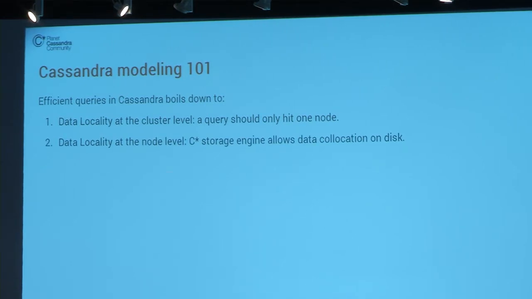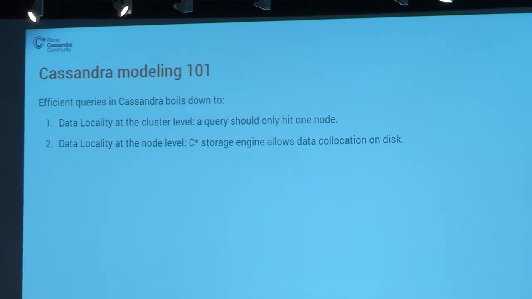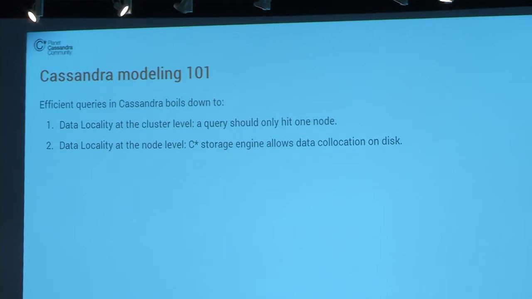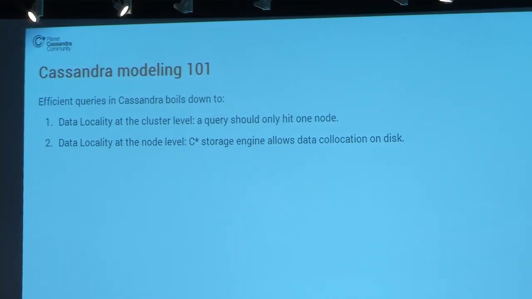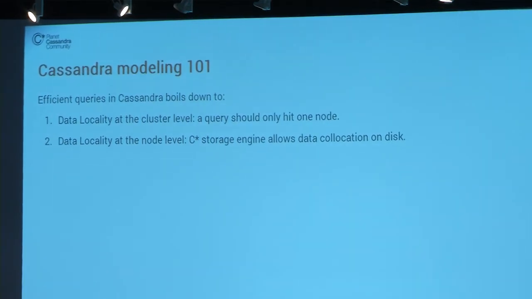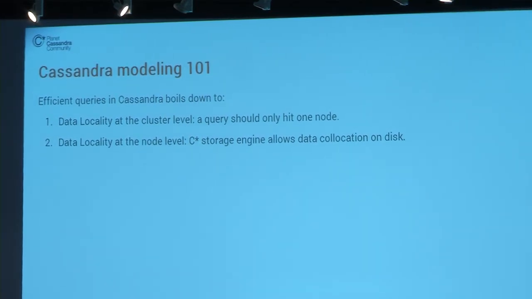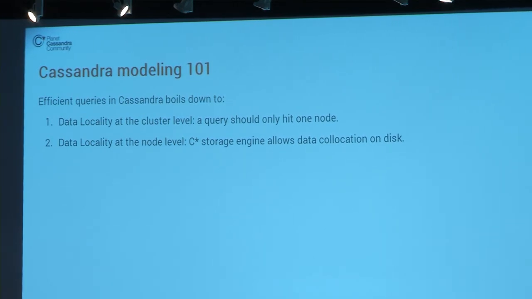The second one is data locality at what I call the node level. The Cassandra storage engine allows you to do data collocation on disk. It allows you to store data on disk together in a sorted order that you can make use of in your application. And you will only get efficient queries if you actually do that, right?